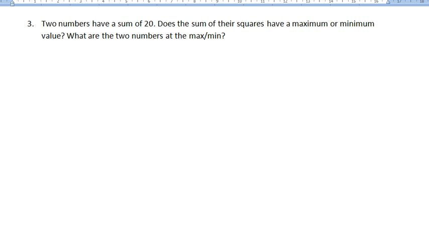Okay, number 3. I've got two numbers that have a sum of 20. That means they add together to give us 20. And then we're going to talk about the sum of their squares.